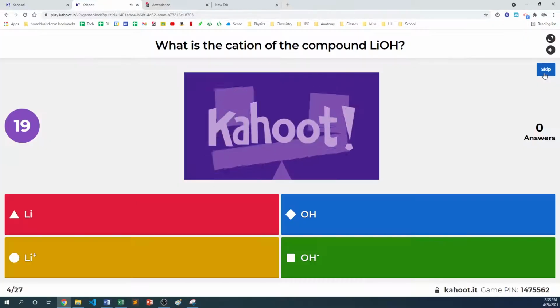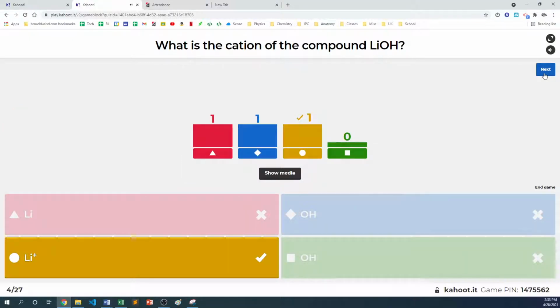What is the cation in the compound LiOH? So again, the ion is an element or molecule with a charge. Not Li, Li plus 1. You have to include the element and the charge when you say ion. And we often omit ones.